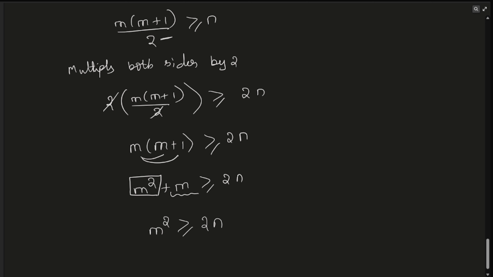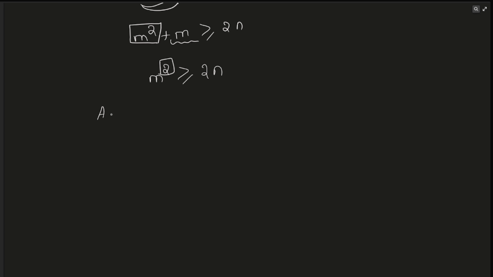To remove the exponent, we can apply square root on both the sides. If you have not understood this step, please do watch my previous video. I have clearly explained this with an example. We'll apply root on both the sides. m square greater than or equal to root 2n. This gets cancelled. m is greater than or equal to root 2n.